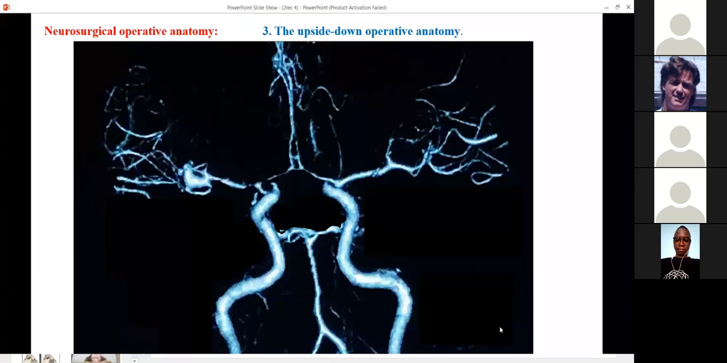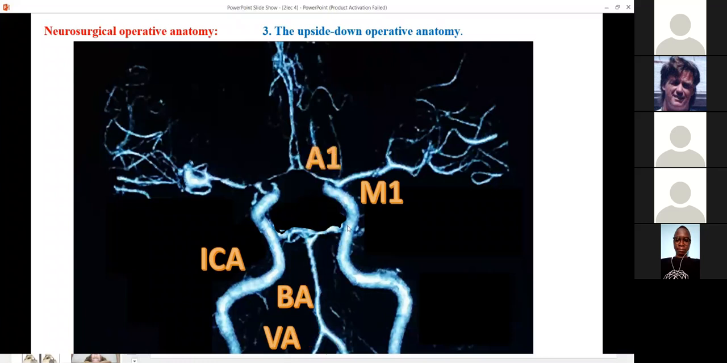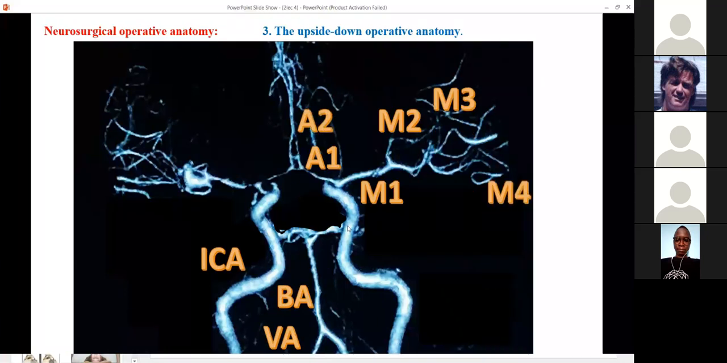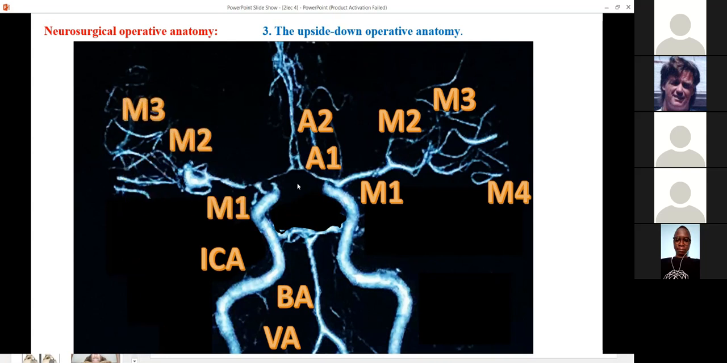Maybe I can make it a small quiz about what's the artery in the middle. Yes, these are two vertebral arteries joining to form the basilar artery, and this one is the internal carotid artery. Internal carotid artery bifurcation into middle cerebral and anterior cerebral. M1, A1, M2 is the insular, M3 is the opercular, and M4 is the cortical branches. And the A1, A2, and the anterior communicating is between them. On the other side, M1, M2, M3, and M4.